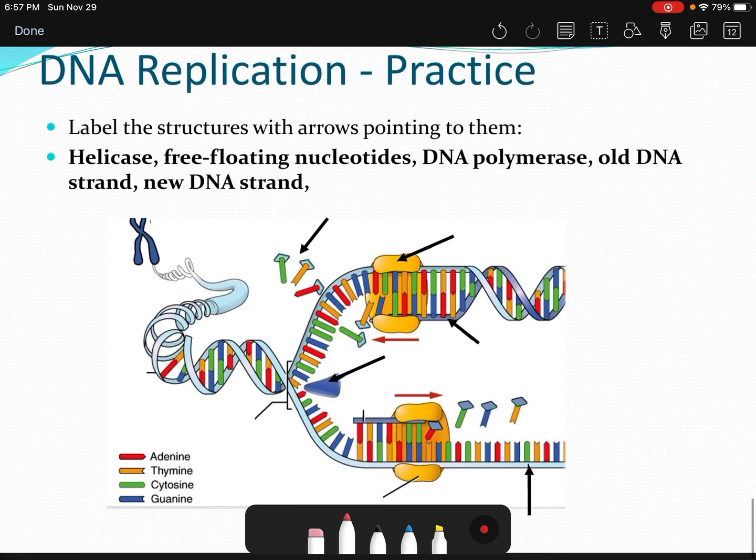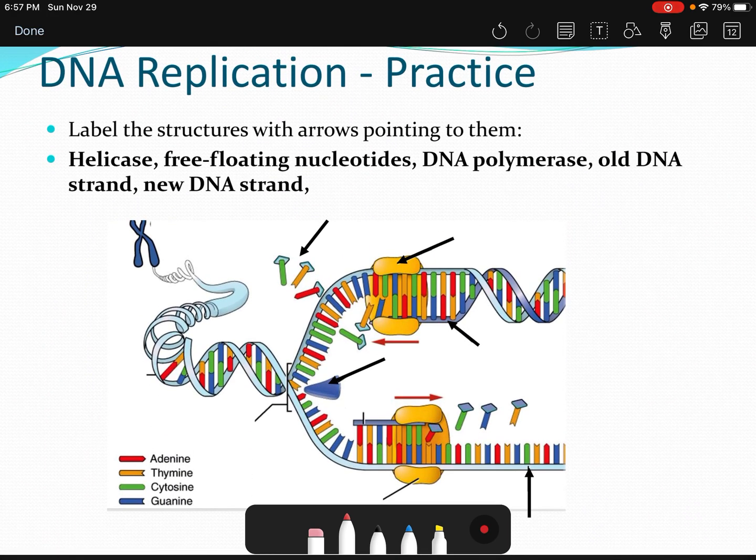So just to practice a little bit and looking at some of these different parts, let's see if we can label some of the structures that the arrows are pointing to. So helicase, remember the job of helicase is to unwind and separate the 2 strands. And so this right here would be your helicase, this structure right here. The free-floating nucleotides, well, we have some right here. There's also some down here as well.